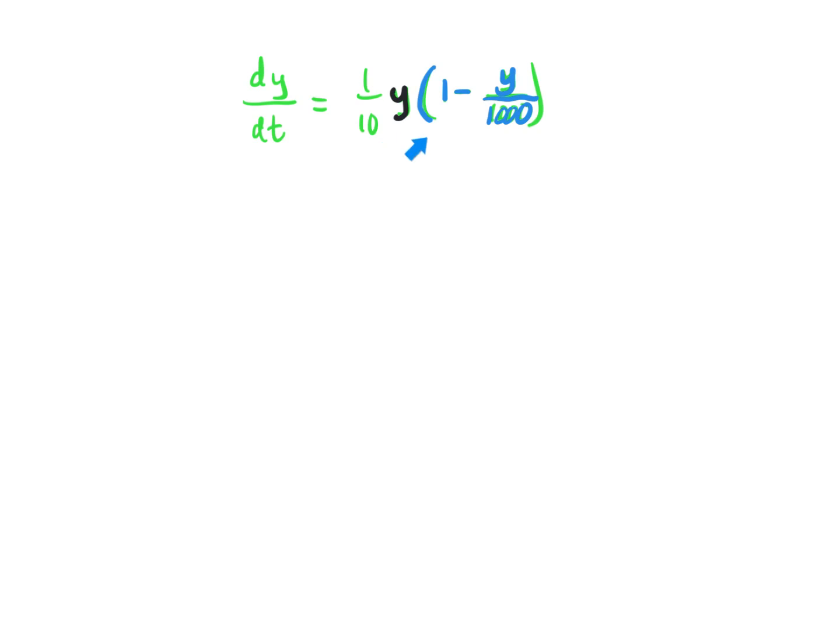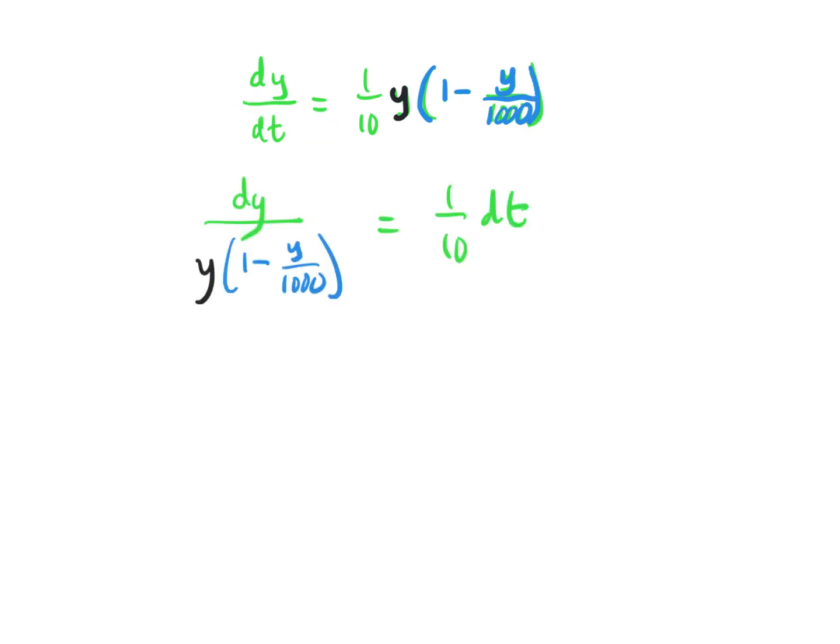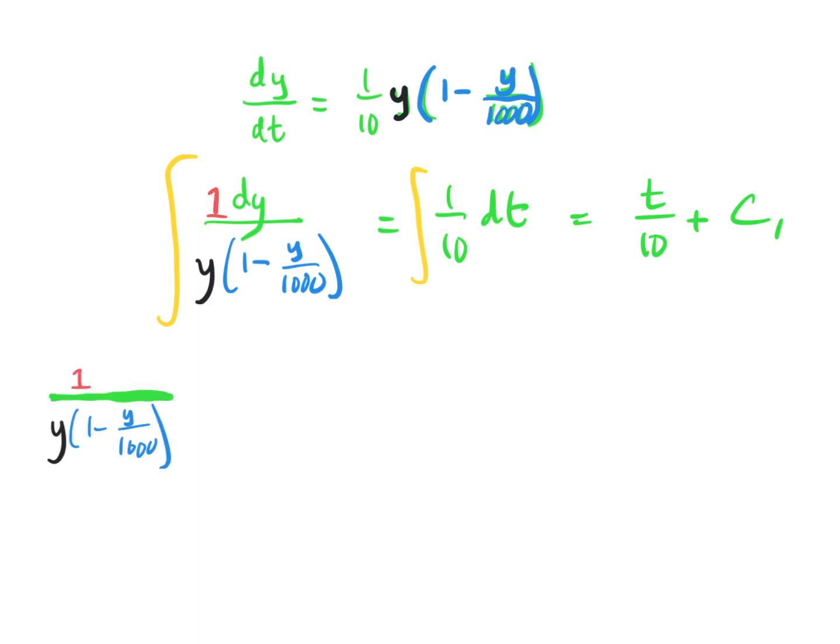The factor y and the factor of this difference are both functions of y. We will get them on the left side with dy. Next, we'll take the integral of both sides. The right side of this equation is really easy, but the left side is difficult to anti-differentiate. We need to first rewrite this fraction using fraction decomposition. We're going to rewrite this fraction as a sum of two fractions.